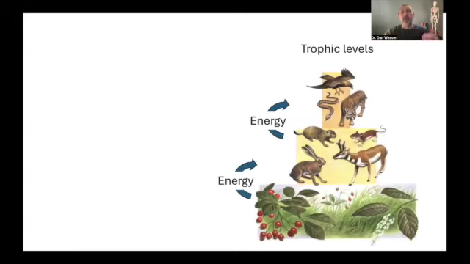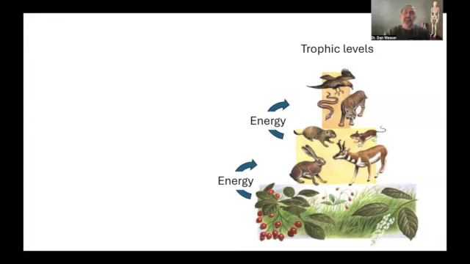Each step along the way of this food chain, we call that a trophic level. Trophic has to do with eating or energy. So the bottom level are the producers. They're getting their energy from the sun. Then we have the herbivores. They're the things that are eating plants, the primary consumers. Then we have the carnivores and the omnivores that are getting that energy.